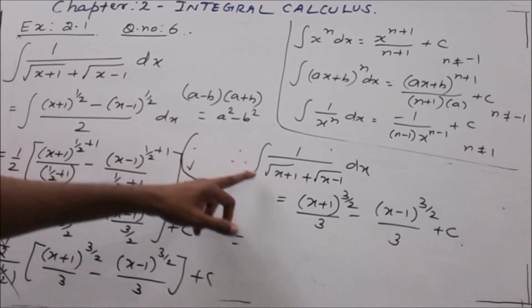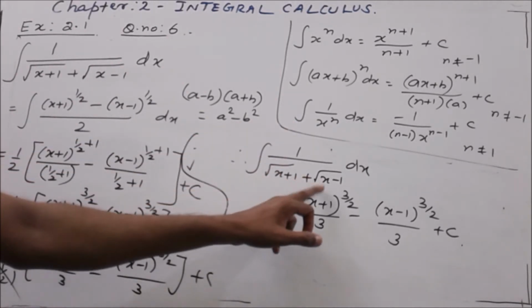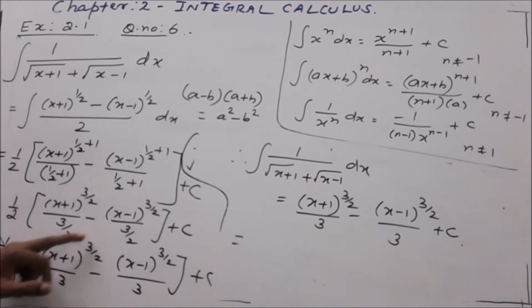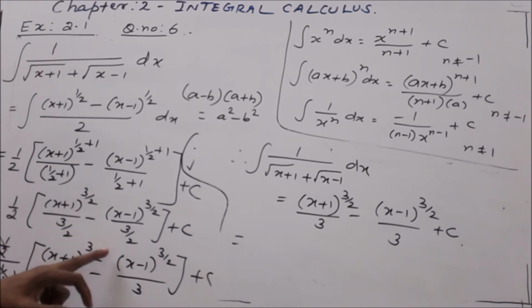Therefore, the integral of 1 by root of x plus 1 plus root of x minus 1 dx is equal to x plus 1 whole power 3 by 2 by 3, minus x minus 1 whole power 3 by 2 by 3, plus constant of integration c.